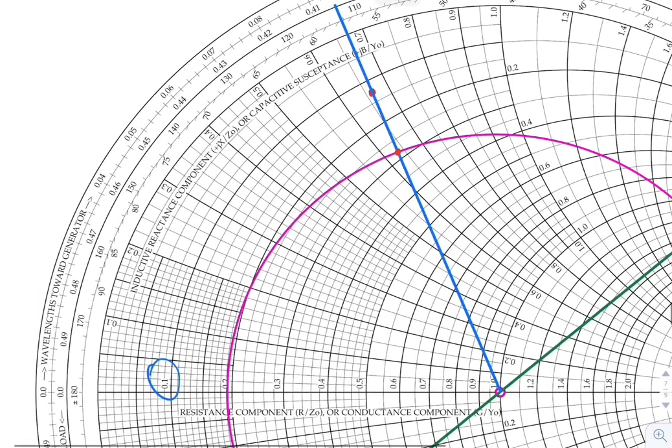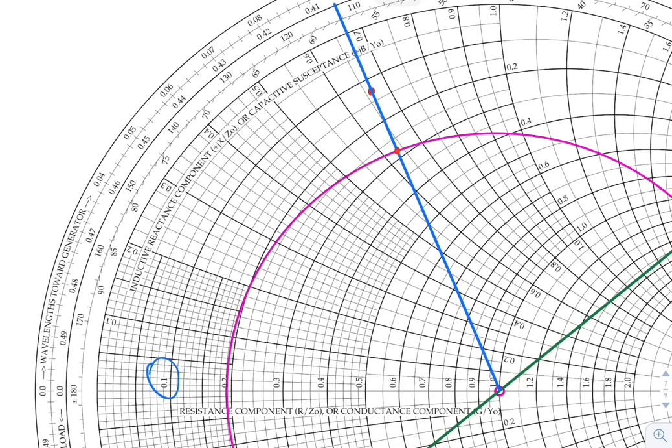The R value: this is 0.2, this is 0.3, and this is 0.4. So it is above the 0.3 line, right? So 0.3, this line is 0.25. So I can write R equal to 0.28.